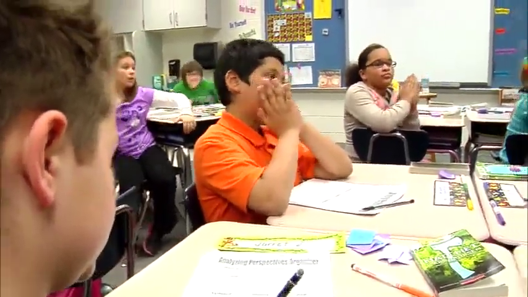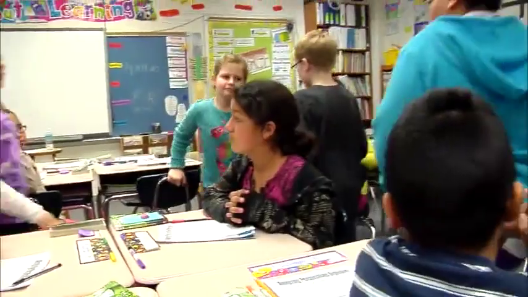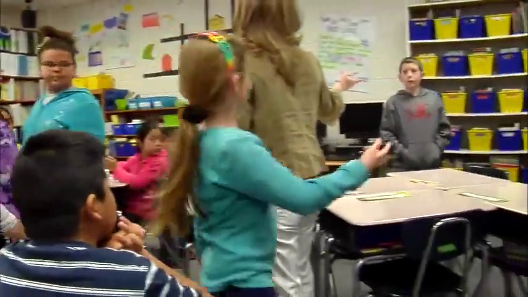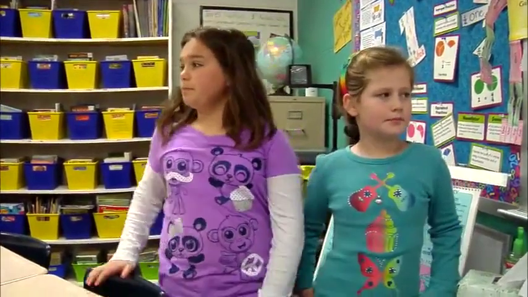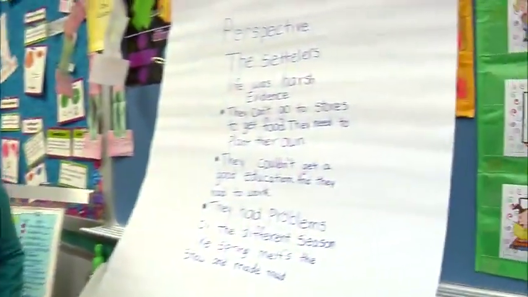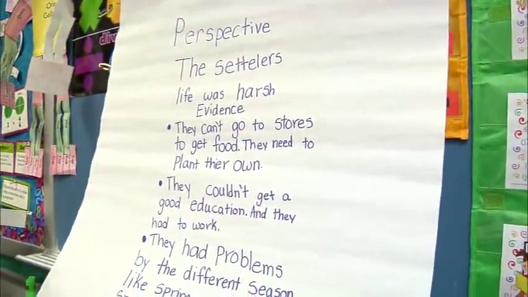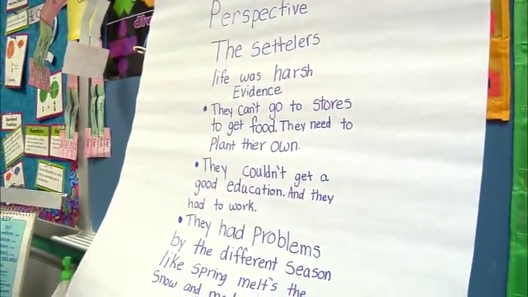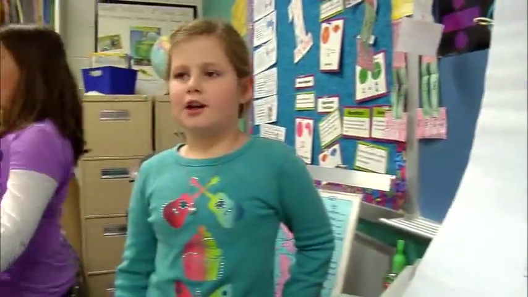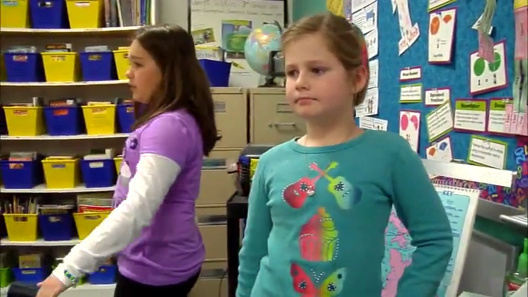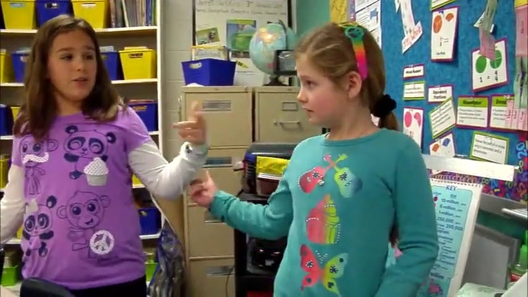And now let's have settlement. Who are my speakers for settlement? What was the perspective? The settlers' life was harsh. Okay, it was harsh. Harsh meaning hard. It was difficult. What was your evidence that it was harsh or hard? They can't go to stores to get food. They need to plant their own. Okay, they had to plant their own food. What else? Once they're done with those questions independently, we will share them as a whole.